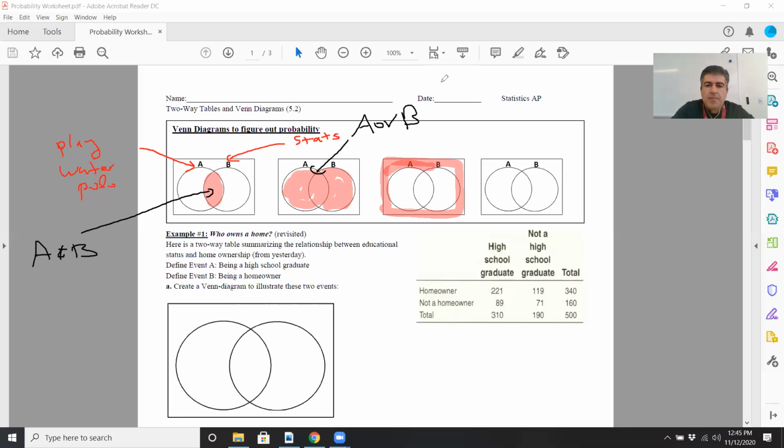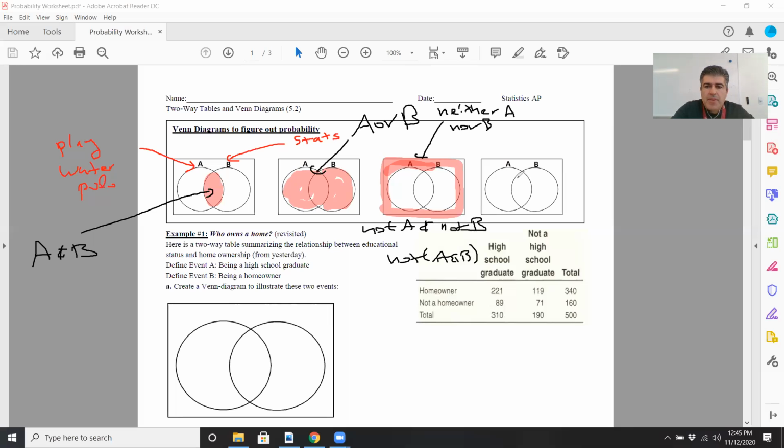Now, this is going to be neither A nor B. Or you could say not A and not B. Or not, and then A and B. You can write it that way as well.